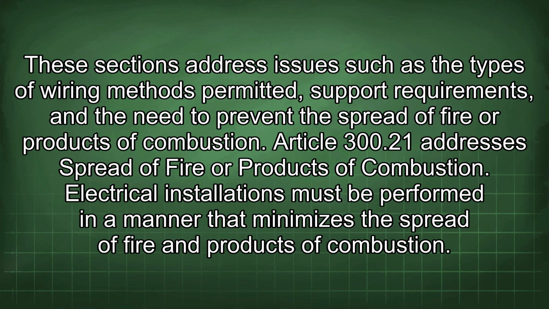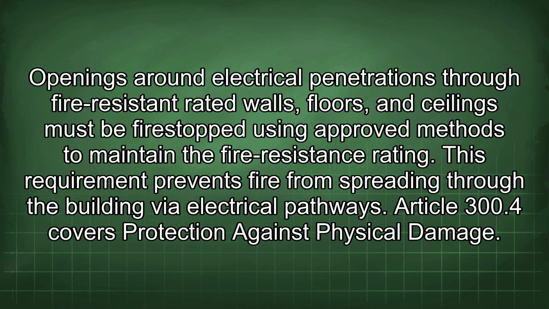Article 300.21 addresses spread of fire or products of combustion. Electrical installations must be performed in a manner that minimizes the spread of fire and products of combustion. Openings around electrical penetrations through fire-resistant rated walls, floors, and ceilings must be fire-stopped using approved methods to maintain the fire resistance rating. This requirement prevents fire from spreading through the building via electrical pathways.